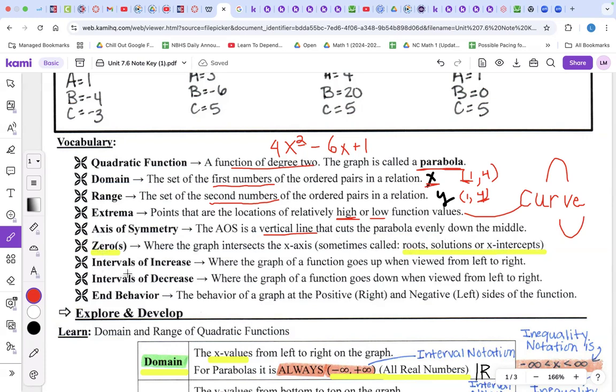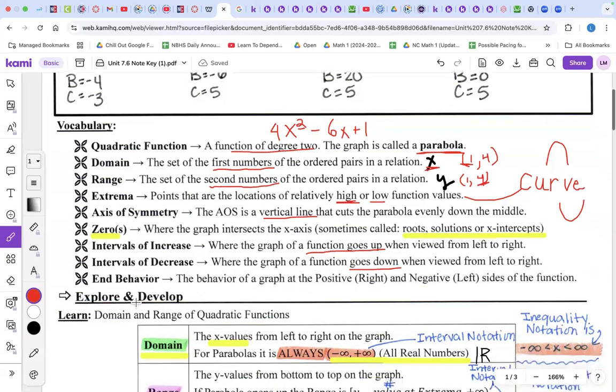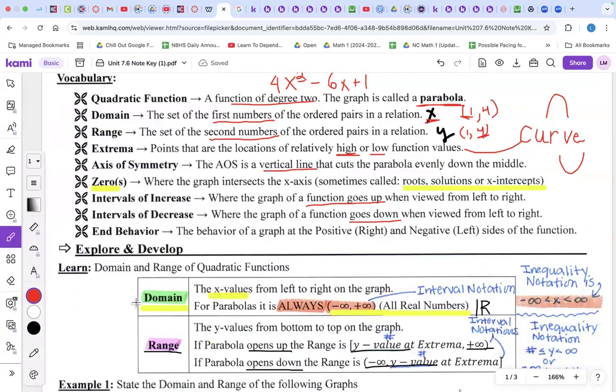Those are zeros. All right, here we have intervals of increase, intervals of decrease. And of course, that has to do with where your graph is going up or going down. We'll get into all of these in behavior. It's the behavior of your graph, positive right, negative left. We'll get into all of this. All right, but it was important to read through them first. Okay, first thing we're going to do is talk about the domain and range. And while you're taking notes, please listen.